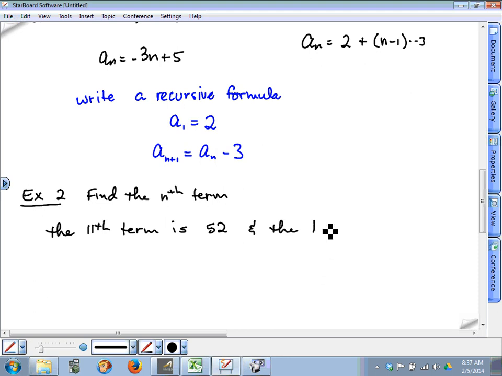And the 19th term is 92, and this is the key that makes this whole thing work. The sequence is arithmetic. This would be an impossible problem to solve had we not known what type of sequence we were dealing with. Still, we'd have to know whether it's arithmetic. The 11th term is 52. The 19th term is 92. Find the nth term.